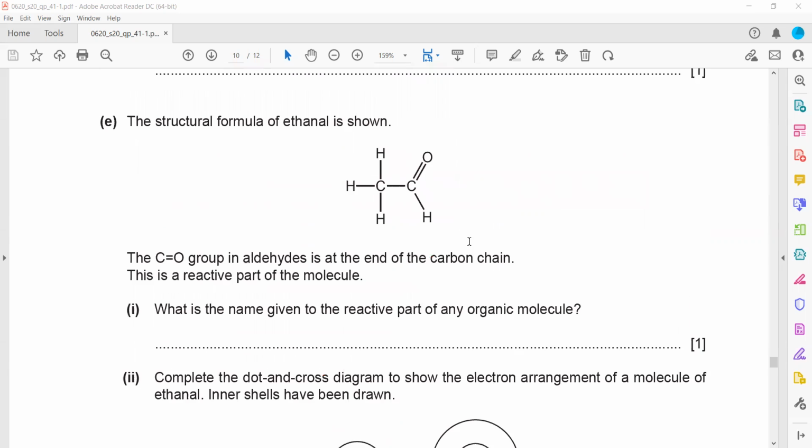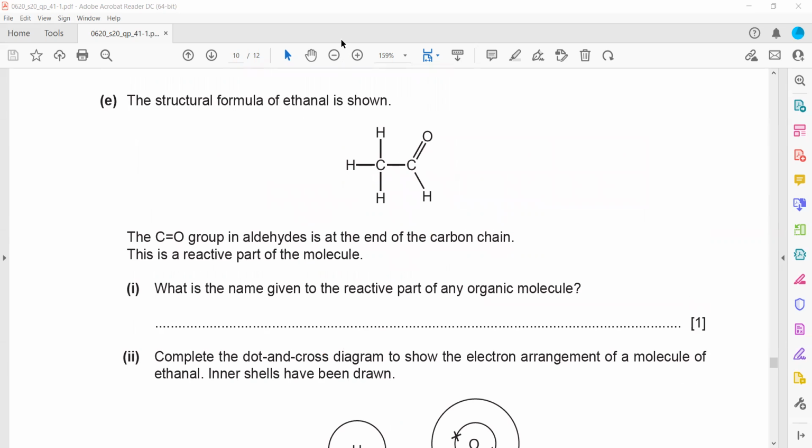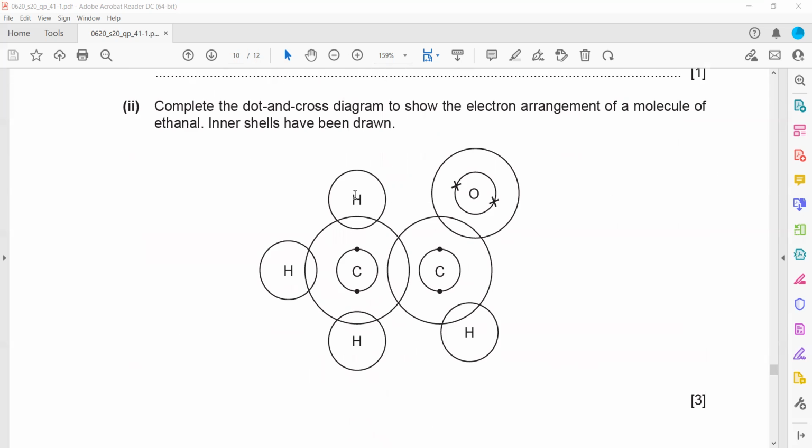Then this is the name. What is the name given to a reactive part of an organic molecule? The structural formula of the aldehyde ethanal is given. In organic chemistry, the reactive part of a molecule is called a functional group. For example, when a carbon-carbon double bond is there, this is a reactive part, and we say the functional group is alkene. If carbon is attached with oxygen, the reactive part, we call that alcohol. The functional group is alcohol. So the reactive part of a molecule is known as a functional group.